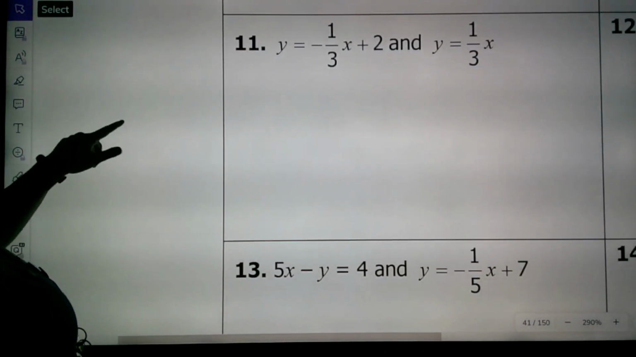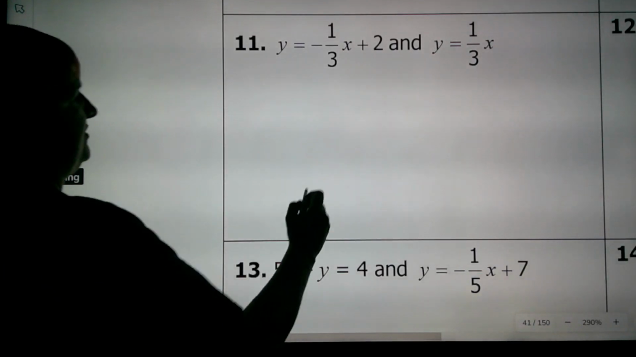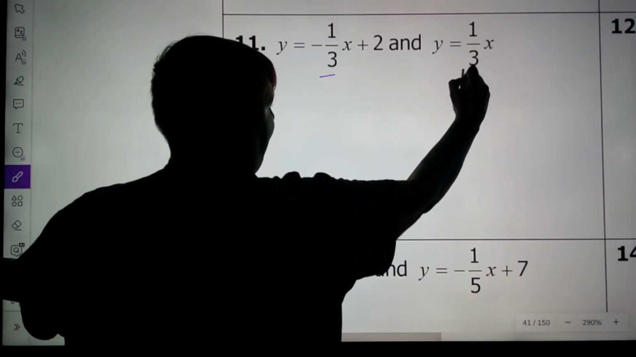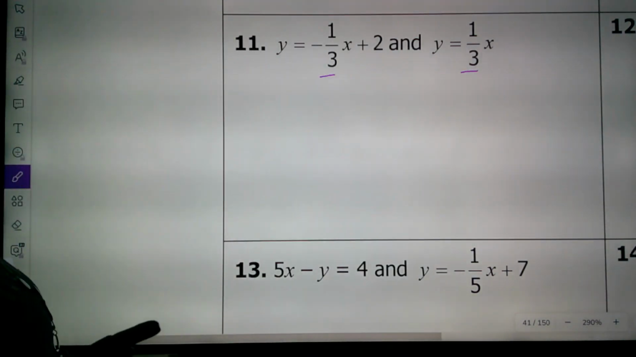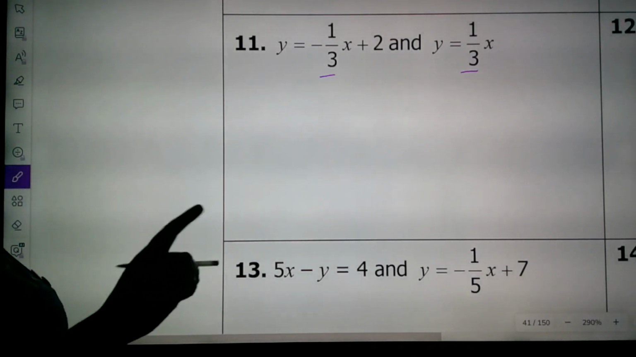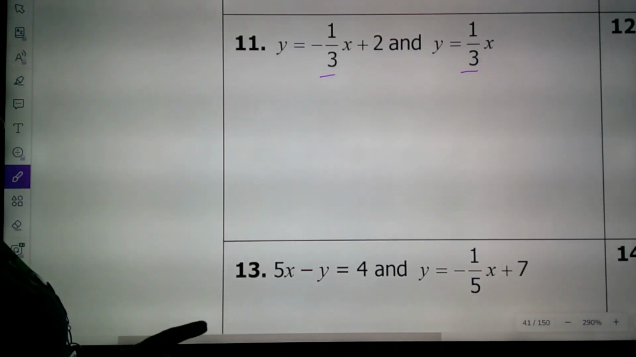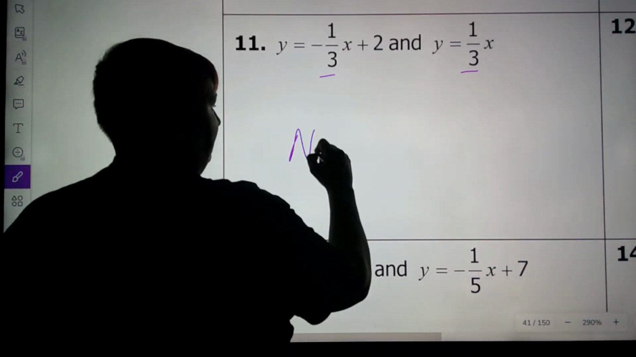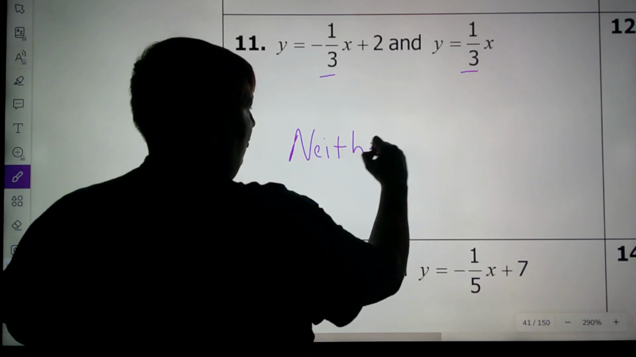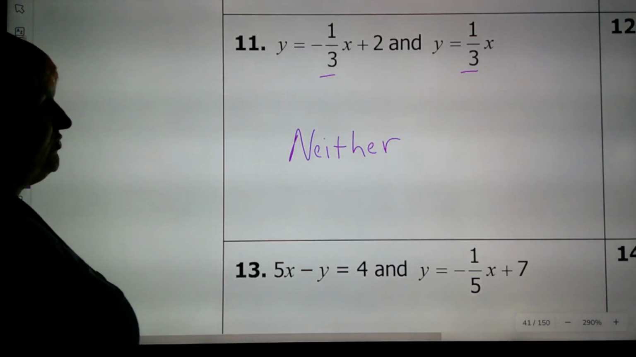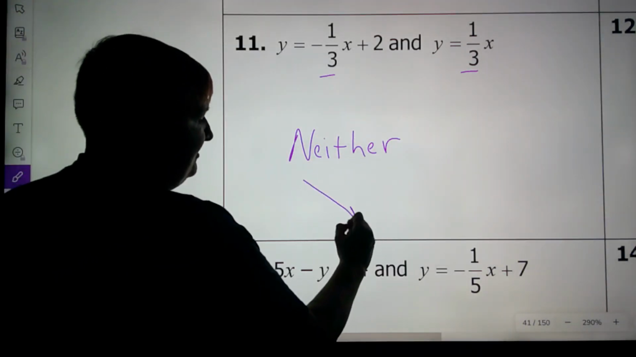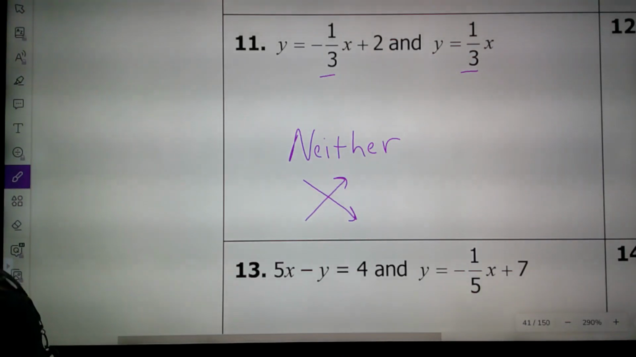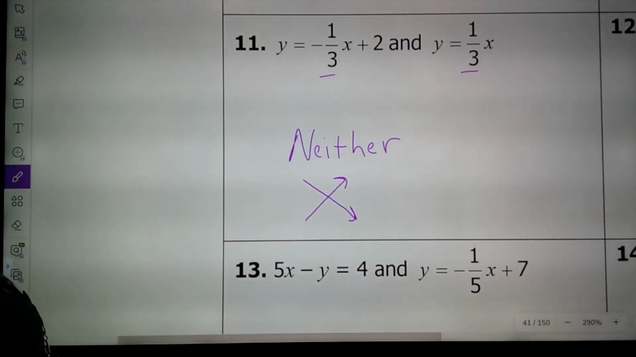Alright, these ones are also in y equals mx plus b. We have a negative 1/3 and a positive 1/3. They are not the same, but they are not negative reciprocals. So they are neither parallel nor perpendicular. That means when you graph it, one's going to be like this and one's going to be like this. They are not parallel or perpendicular.